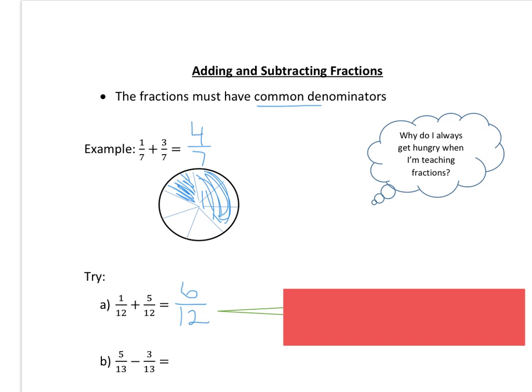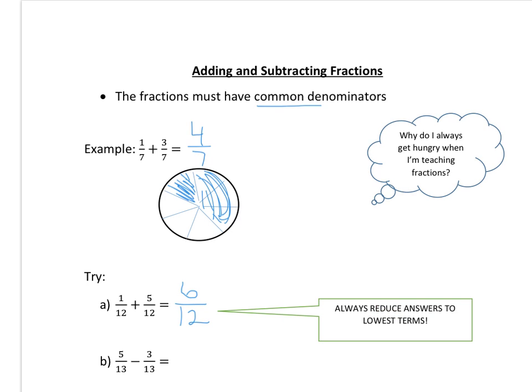And that brings up another important point, and that is always reduce your answers to lowest terms. The answer isn't considered complete until it's in lowest or simplest terms, okay? So 6 and 12, 6 goes into both of those numbers, so we can reduce it by dividing the numerator and the denominator by 6, so we'll get 1/2.